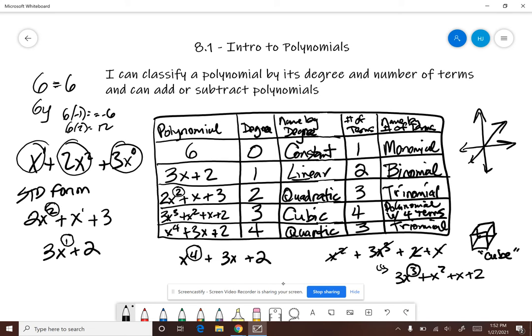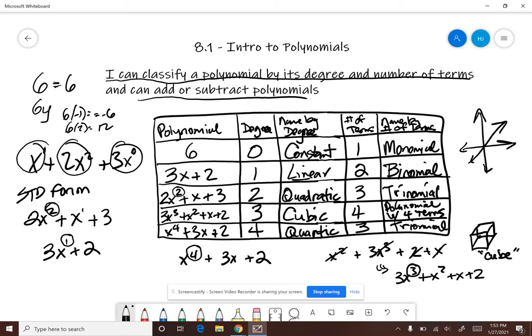So we have covered this part where I can classify a polynomial by its degree and number of terms. You're going to have about 6 questions on your practice that are going to be related to that. So this right here is really going to be helpful if you want to pause the video and jot that little table down, and it may be very helpful for you, okay, before we move on to this next part, which is adding and subtracting polynomials, okay?